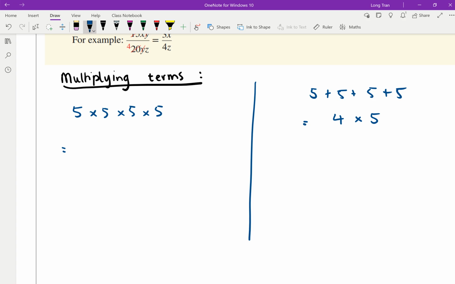How do you write a shorter way? Because that's what we're trying to do. We're trying to write shorter ways of writing things. 5, not 5 times 4, because we don't have 5 groups of 4. 5 to the power 4, very good, AJ.